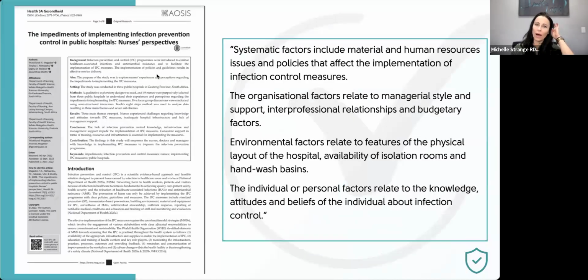And so I'd like to talk about why reducing errors and promoting safety really matters, because it's more than just following a checklist. It's about recognizing the bigger picture. And research shows that systematic factors like limited resources, outdated policies, and even the layout of your facility can make it harder to stick to infection control practices.